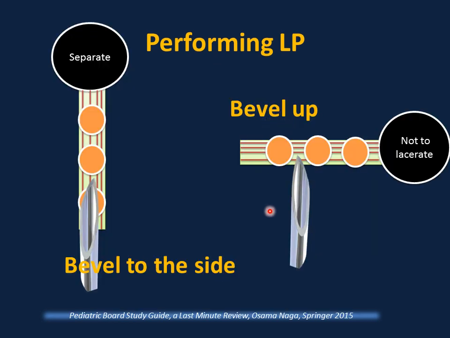Very important to know how to direct the bevel while you are performing the procedure. In lateral recumbent position, the bevel has to be up, so in this case you do not lacerate and you do not cut, you just separate. And if the child is sitting, you need to direct the bevel to the side, to any side, right or left. In this case, you will separate and you do not lacerate.